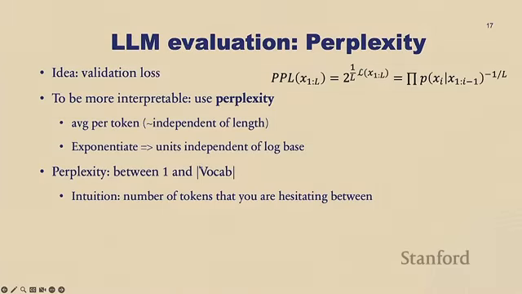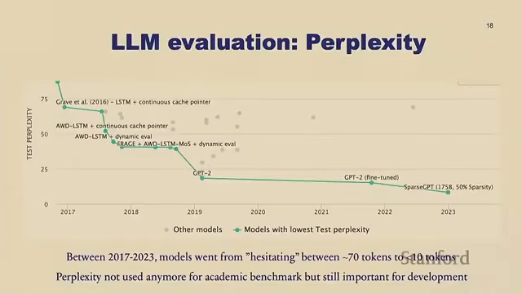So the intuition of perplexity is that it's the number of tokens that your model is hesitating between. If your model is perfect, it doesn't hesitate, it knows exactly the word. If it really has no idea, then it hesitates between all of the vocabulary. Perplexity really improved. That's perplexity on a standard data set between 2017 and 2023. It went from about 70 tokens to less than 10 tokens over these 5-6 years. So the models were previously hesitating between 70 words every time they were generating a word, and now they're hesitating between less than 10 words.